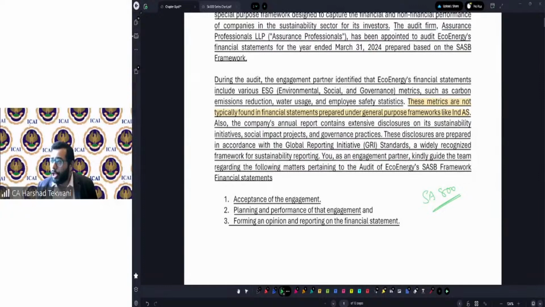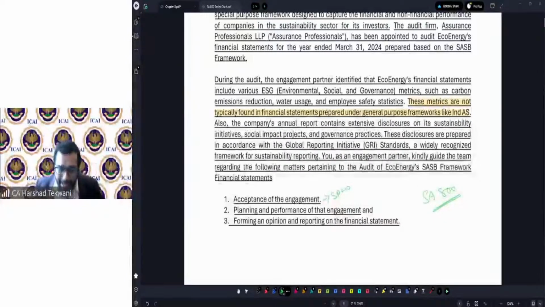Okay, I'll tell you. The requirement under SA 800 with respect to acceptance of engagement is similar to what is there in SA 210. SA 800 specifies that you follow SA 210. SA 800 talks about applicability of SA 210 when it comes to acceptance of the engagement. Before accepting the engagement, just verify whether the financial reporting framework is applicable.